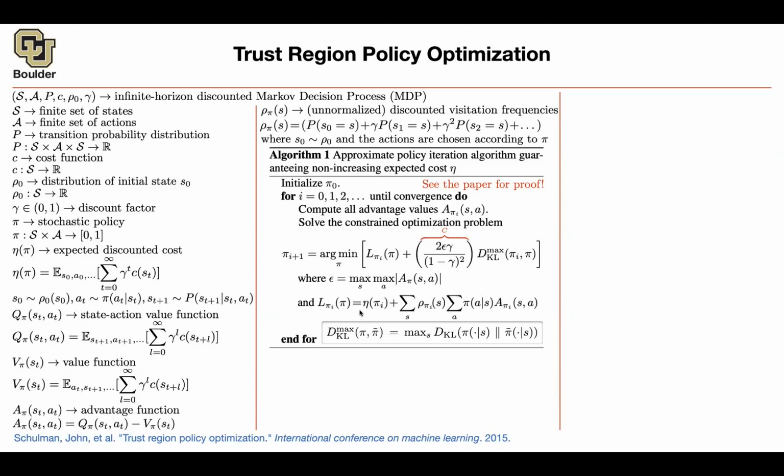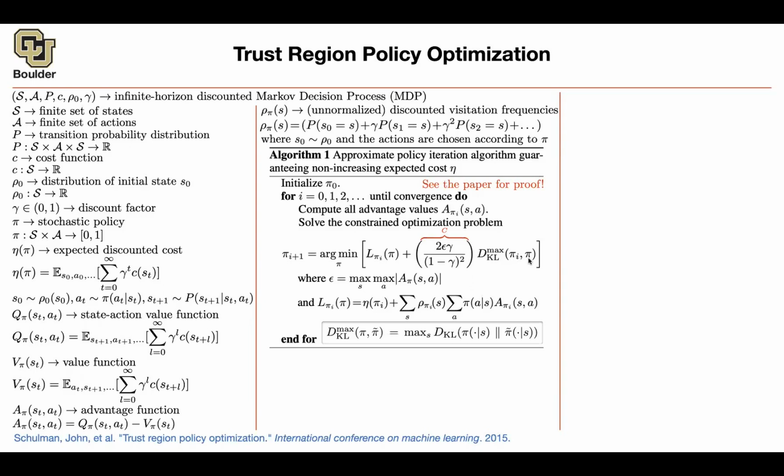The cool thing here is that through the proof of this algorithm and why it is non-increasing, a nice term is going to show up. And that nice term, if you ignore these coefficients and rename it to be C, is this KL divergence between your previous policy and the new policy that you're looking for.